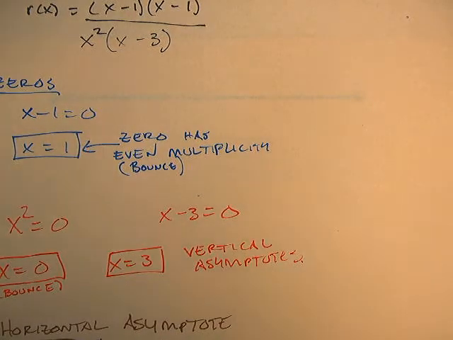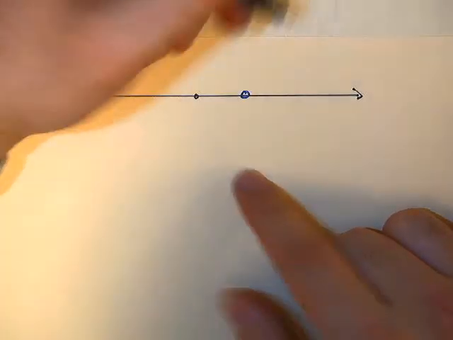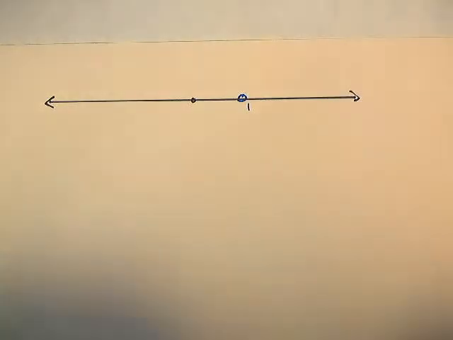So I'm going to go ahead and get my blue pen out. And I'm going to make a little circle at x equals 1. Right there. And I'm going to label it just so I know where it is.